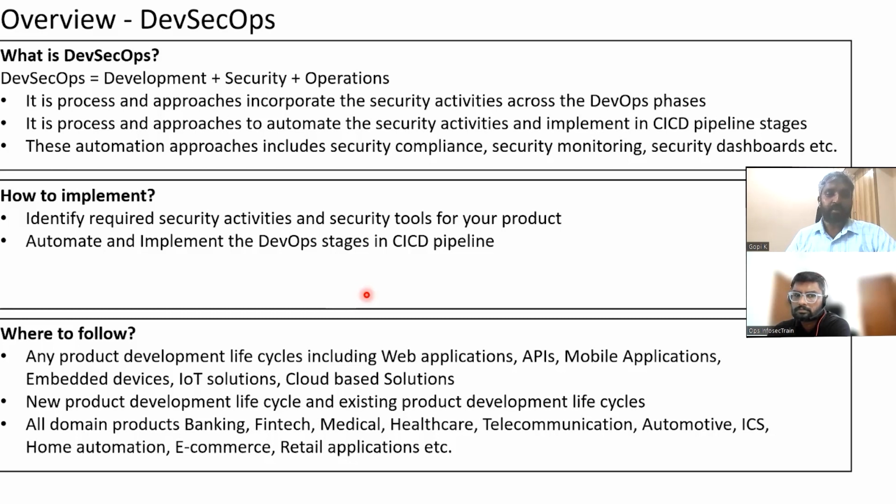Then domains. We sometimes work across multiple domains, right? Like banking, fintech, medical, healthcare, telecommunication, automotive, ICS, home automation, e-commerce, retail applications, public portals. So they have multiple domains. When we develop these applications using a DevOps methodology, we can easily integrate the DevSecOps practices and achieve end-to-end security. Those aspects we can discuss more in this session.